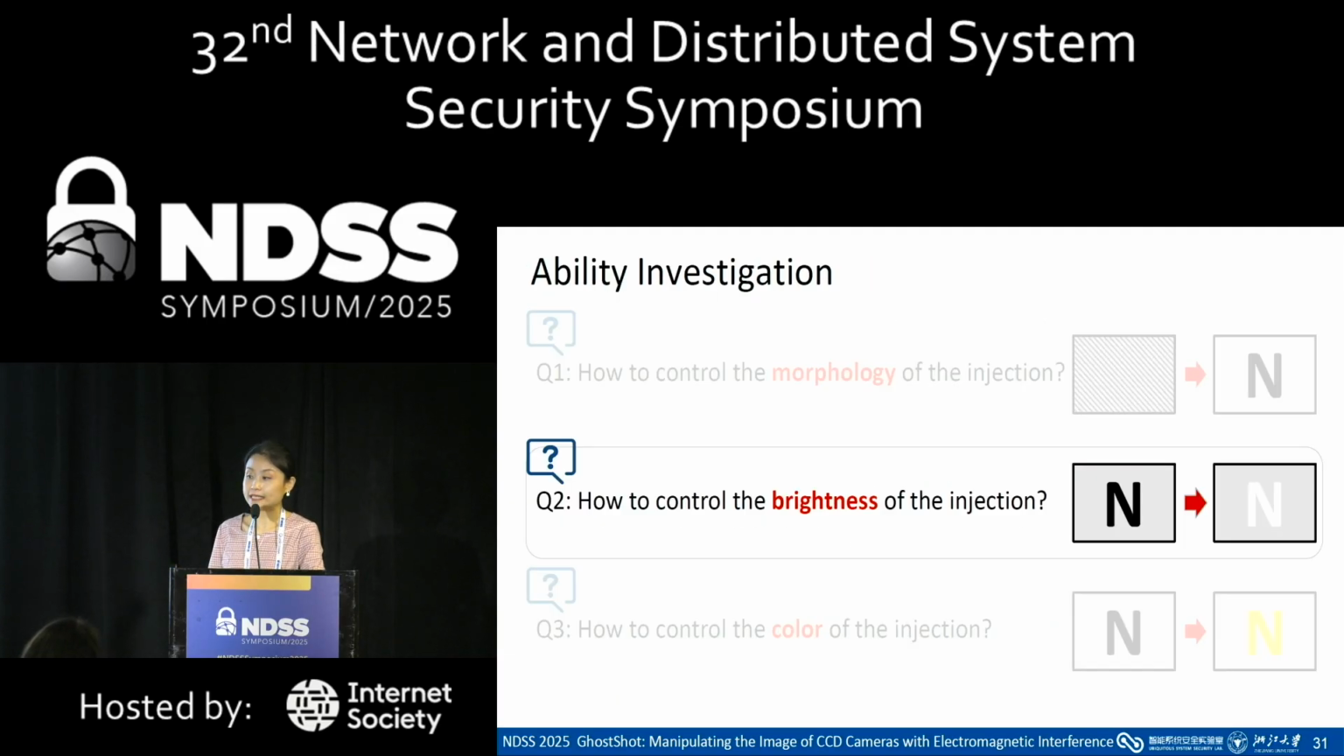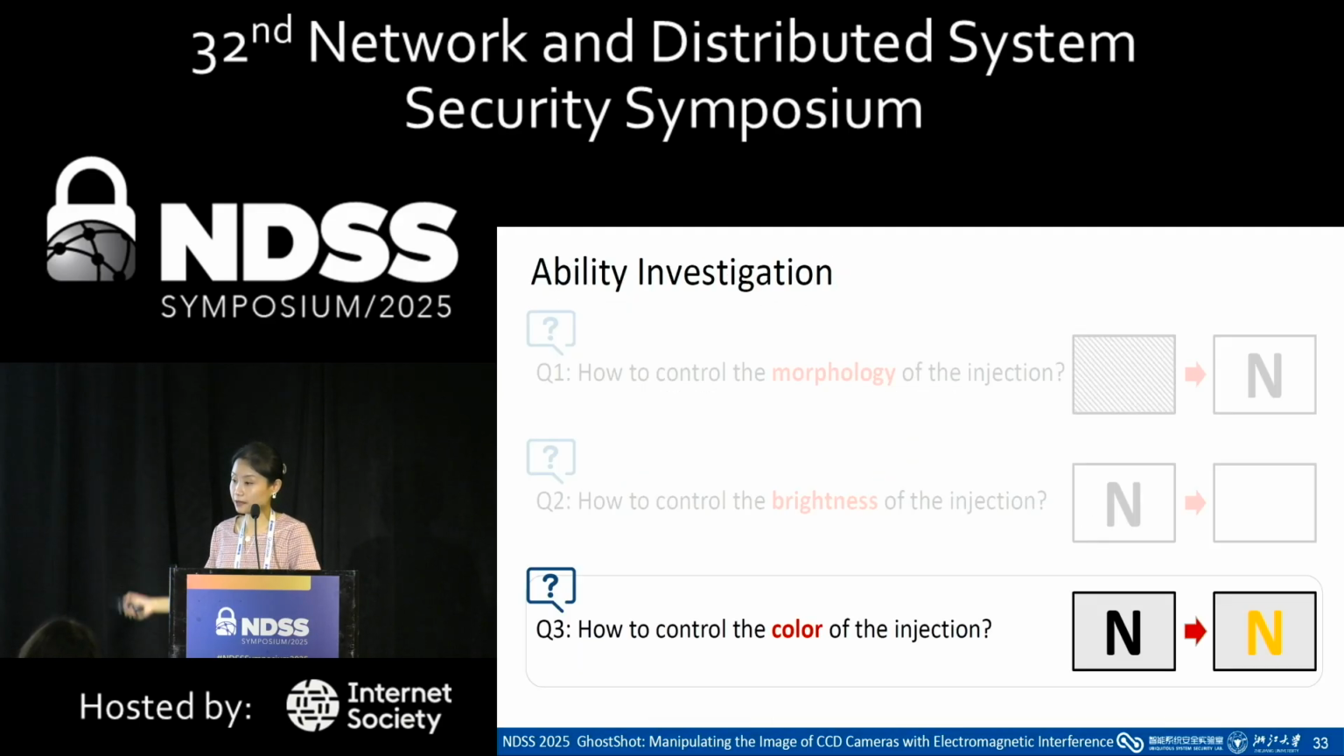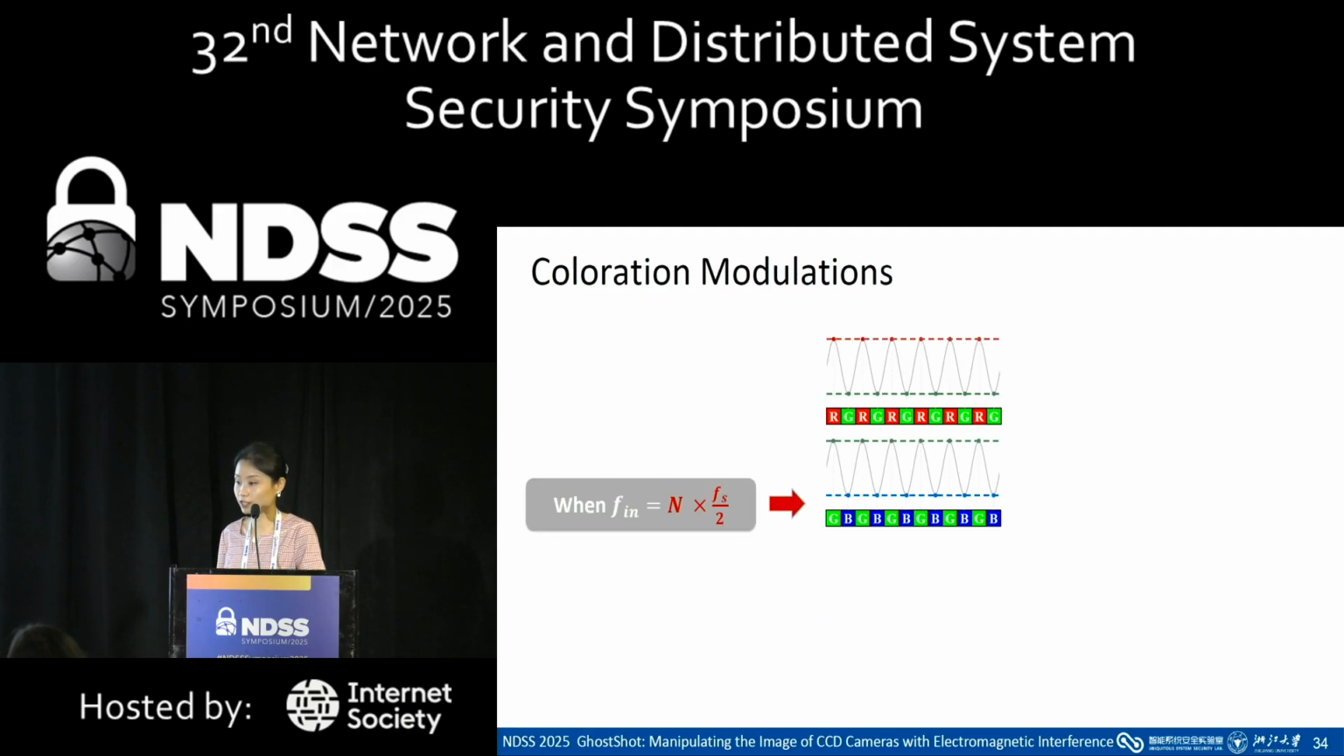The second one is how to control the brightness. Actually, we use phase shift. We affect the phase of the signals in order to induce different brightness of the injected images. And finally, how to control the color of the injection.